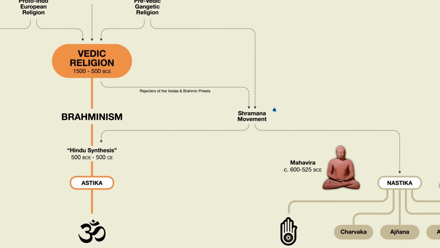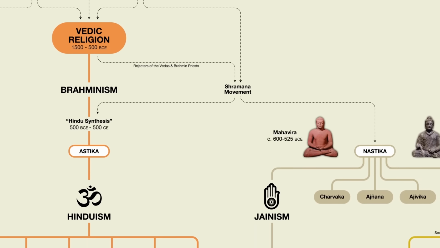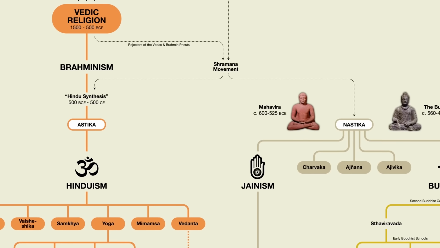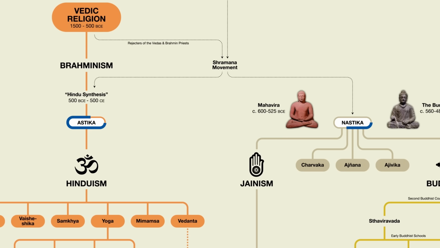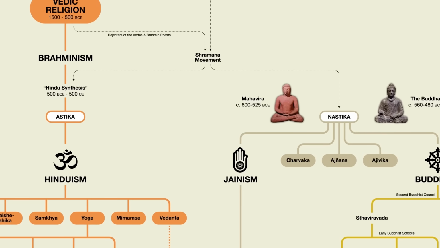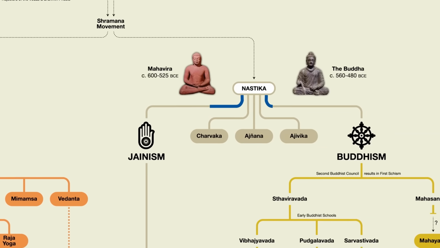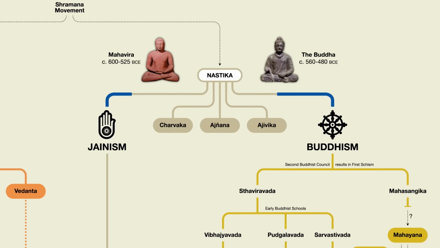So from this point forward, from the Hindu perspective, Indian schools of philosophy were now divided into two categories, Astika and Nastika. Astika schools accept the authority of the Vedas and are hence considered to be a part of Hinduism, whereas the Nastika schools reject the Vedas and are thus considered to be separate religions. The two Nastika schools that most people are familiar with today are Jainism and Buddhism. But in earlier times, there were other schools of thought that were just as popular. These include the atheist Charvaka school, the agnostic Ajnana school, and the fatalistic Ajivika school.